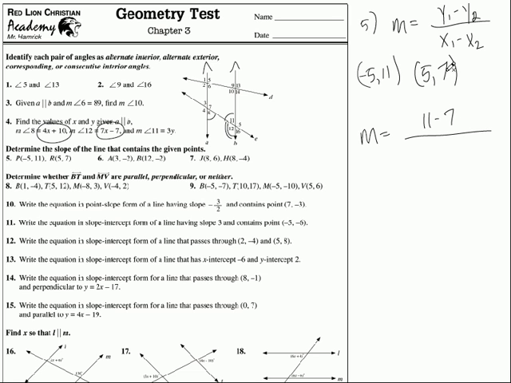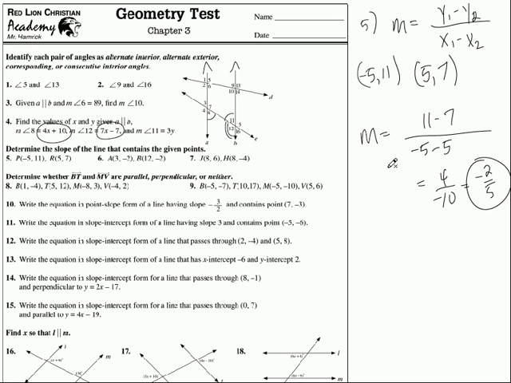So 11 minus 7, that's the y's, and now you do the x's. It's negative 5 minus 5. And so 11 minus 7 is 4 over negative 10. Always reduce your fraction. So what's that going to be? Negative 2/5. Right. It doesn't matter where you put the negative. The negative could be on the top, the bottom, or right in the middle. That's perfectly fine. So you do 6 and 7 exactly the same way.